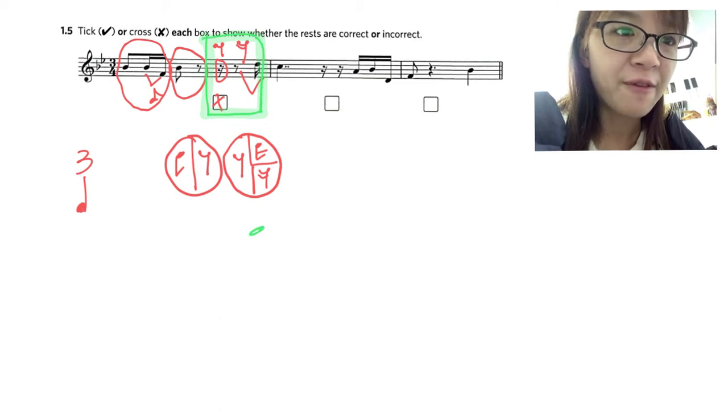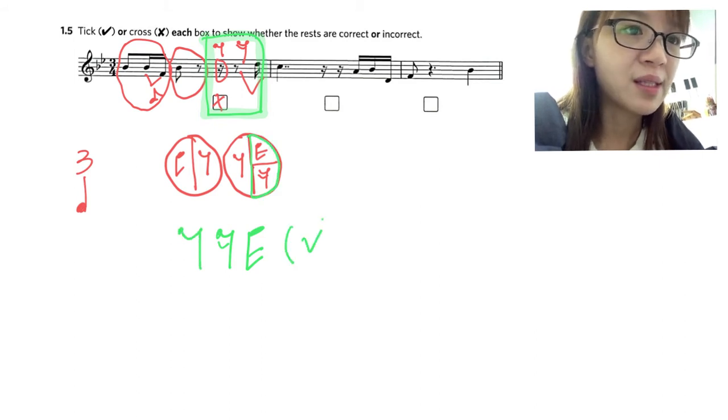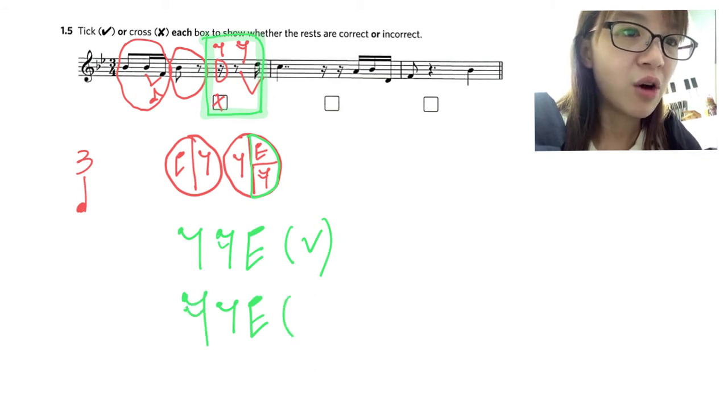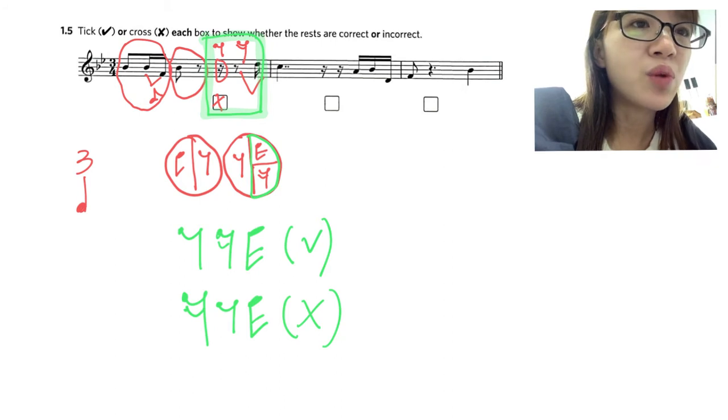Because you already have a semi-quaver, you need a semi-quaver rest to complete the half first, followed by a quaver rest. This is correct. But where the answer given is a quaver and then this, it is not correct because the order of the rests is not correct.